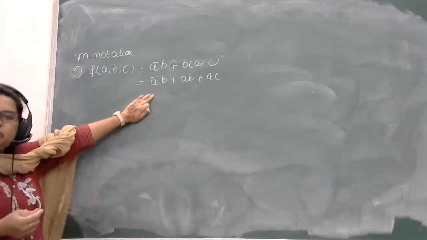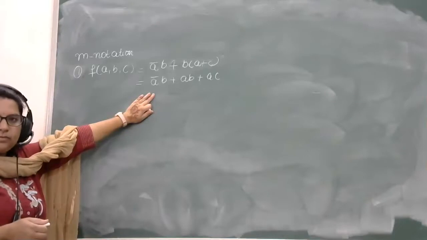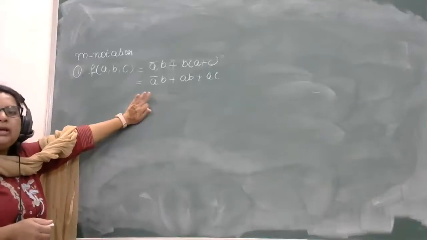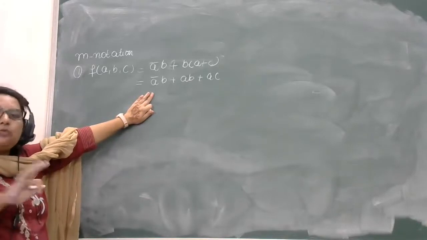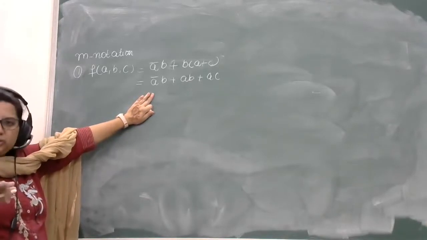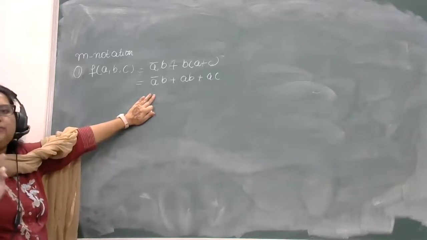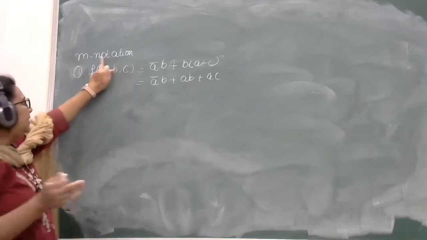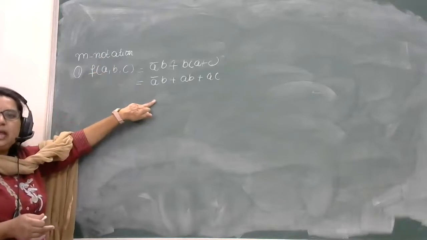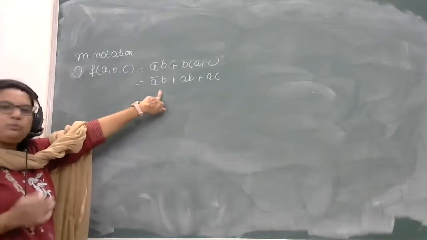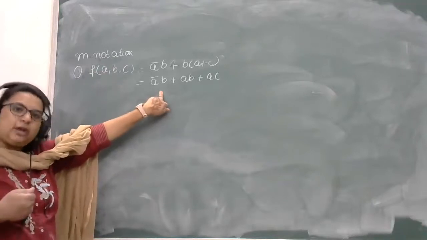Now, is this expression in canonical form or standard form? This is in its standard form, right? So now I should convert it into a canonical form. Why? Because your problem statement is to convert a given Boolean expression to its small m notation. As it is in the standard form, I cannot convert it into M notation directly. What should I do? I should convert it into its canonical form, right?